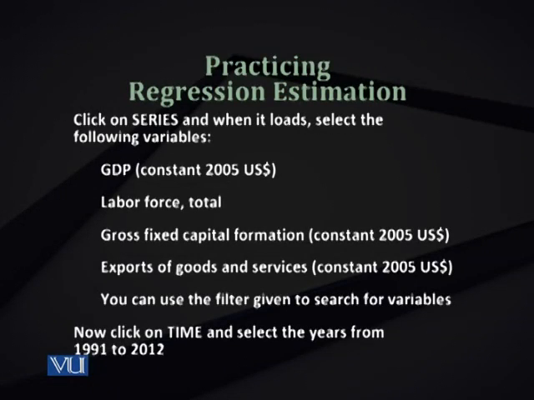You will see there are a lot of variables here, maybe more than 100 variables. In this case, you will select GDP at constant 2005 US dollars. Labor force, gross fixed capital formation, again in constant 2005 US dollars. Exports, etc. So confine yourself to these variables so that you have a small regression table and you can easily interpret the results. Before moving forward, let me explain what is this constant 2005 US dollars.